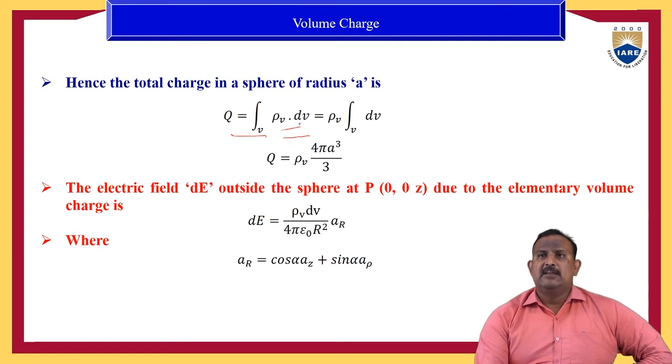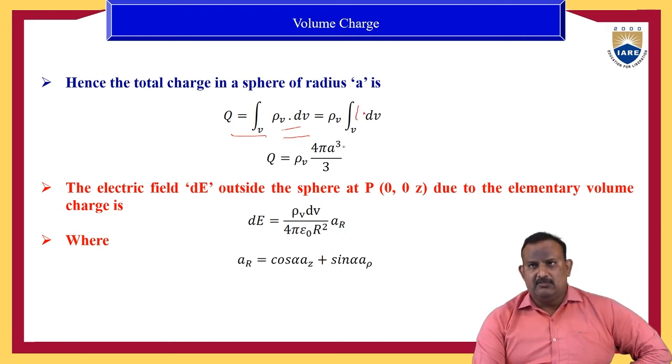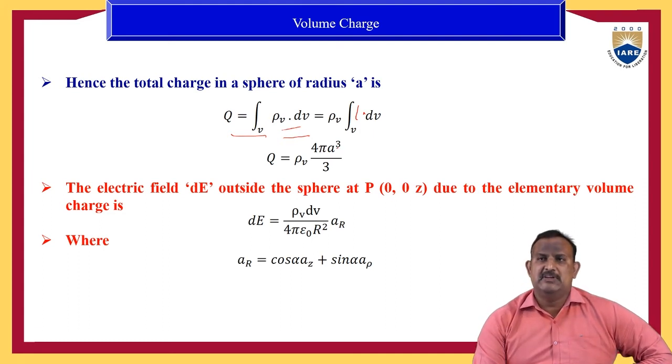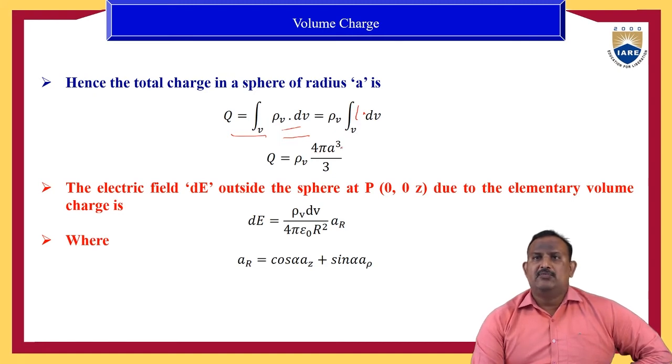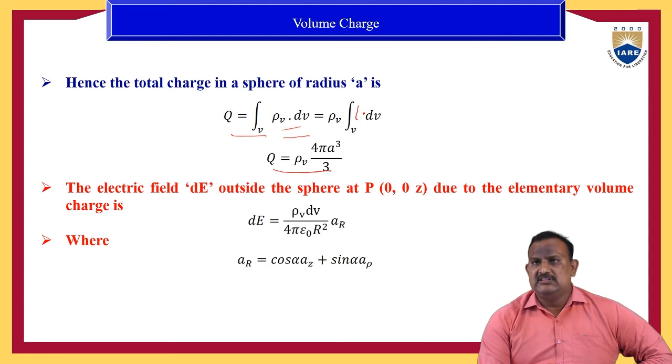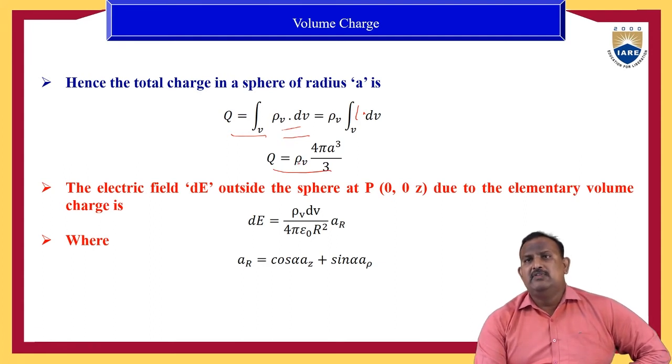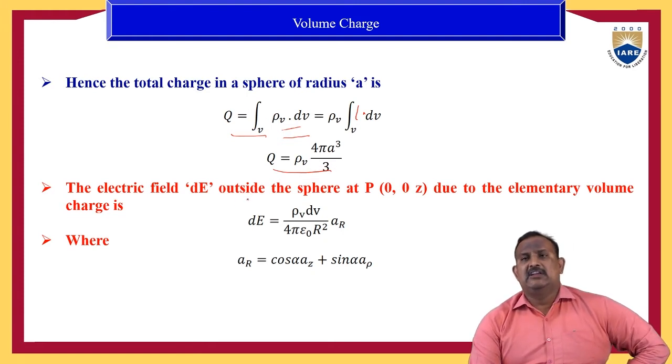Rho V keep outside. It is rho V into the volume integral of 1 into dV. So here the volume of the sphere, we know, is 4/3 pi a cube, where a is the radius of the sphere. Therefore, the total charge in the sphere becomes Q is equal to rho V into 4 pi a cube by 3.